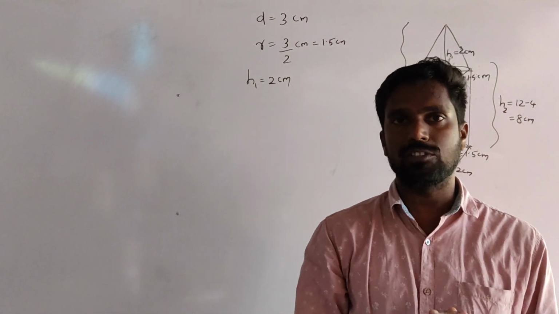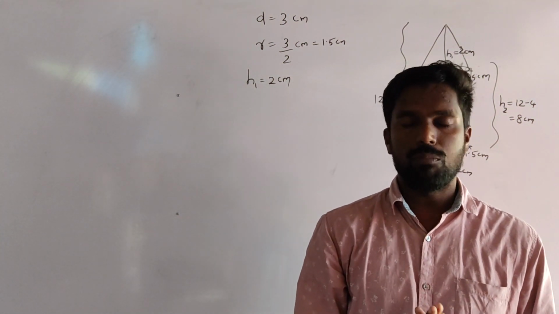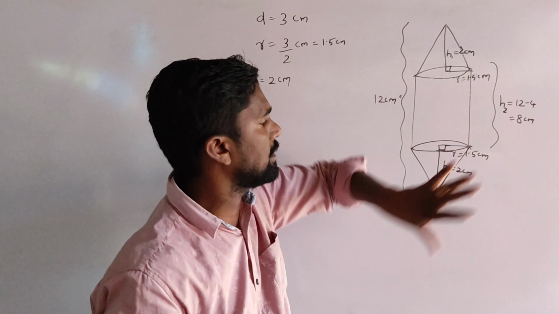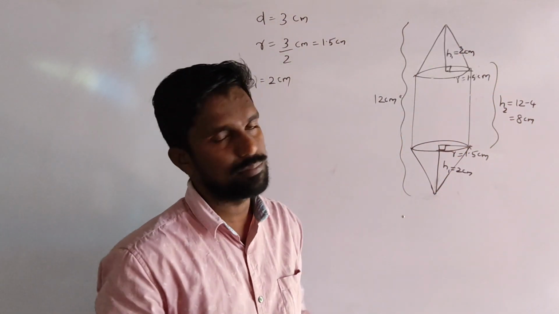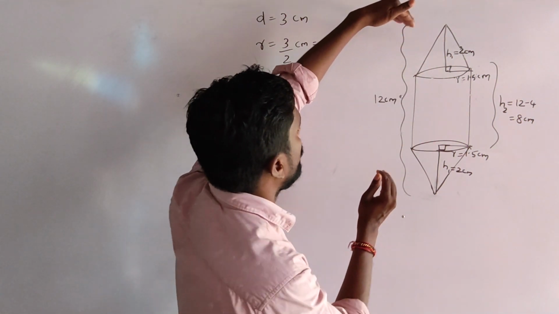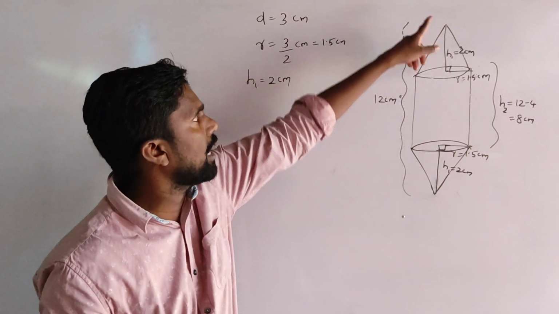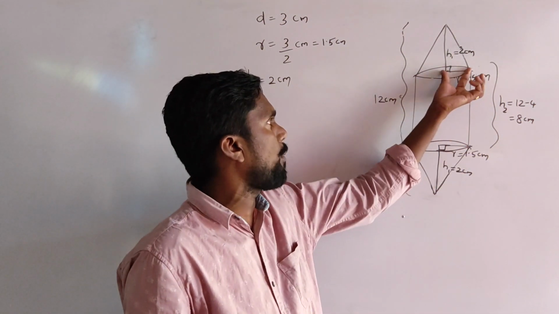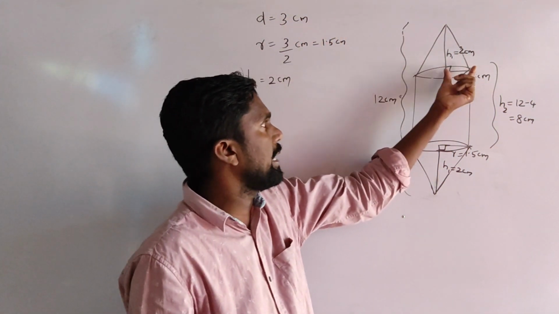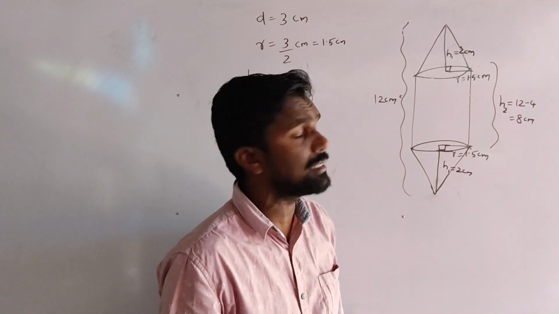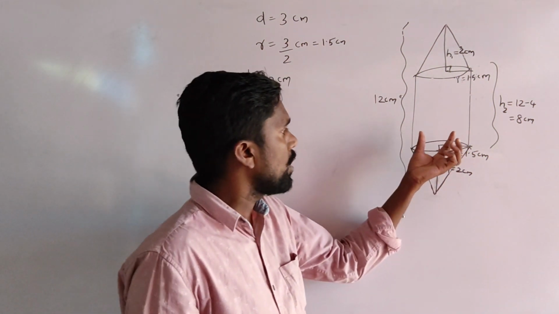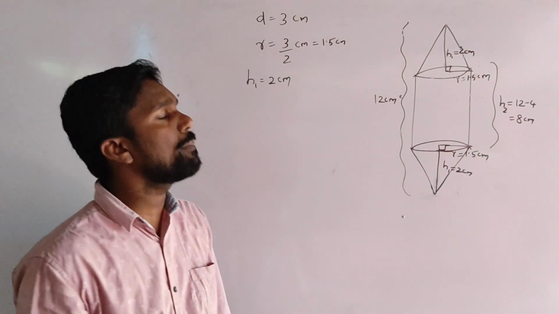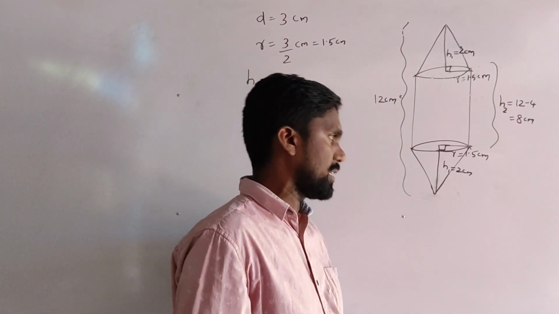So Rachel, an engineering student, made a model shaped like a cylinder, with two cones attached at the ends. The total height of the model is 12 centimeter. The diameter of the model is 3 centimeter, so the radius is 1.5 centimeter. The cone radius, cylinder radius, everything is 1.5 centimeter or 3/2 centimeter.